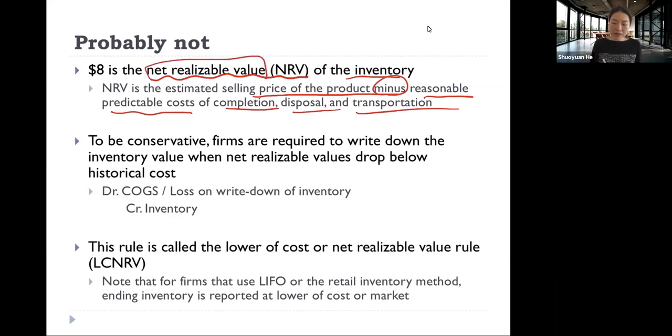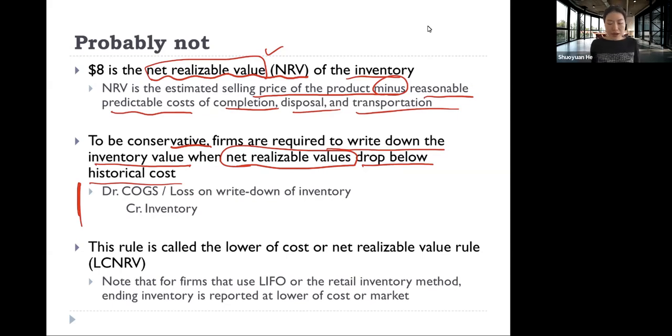And in order to be conservative, firms are required to write down the inventory value when the net realizable value drops below the historic cost. So when $8 is below $30, we need to write down the cost of my ending inventory to $8. And the journal entry here is to debit either cost of goods sold or loss on write-down of inventory, and credit the inventory account. So this is the journal entry.